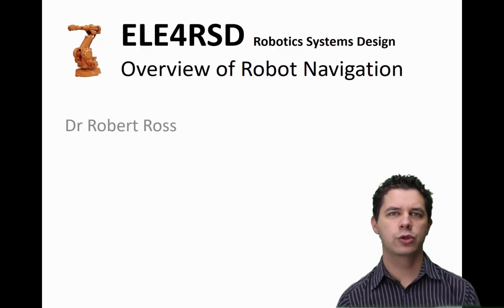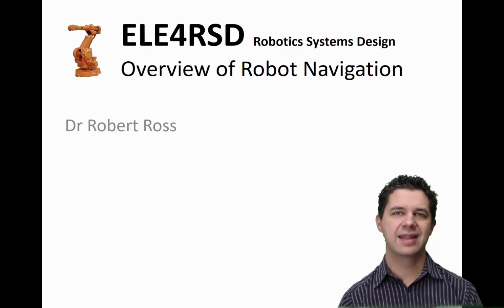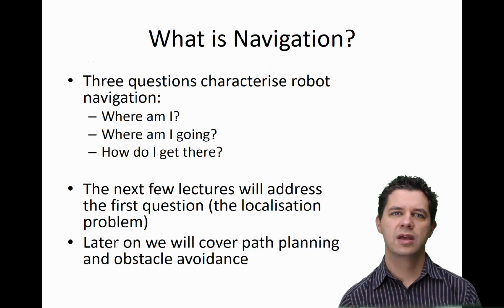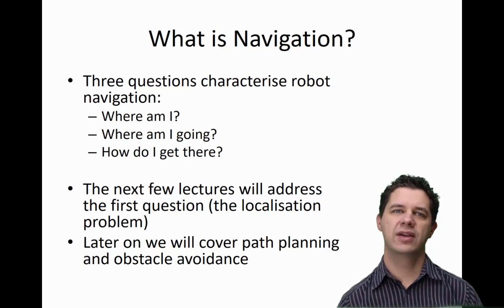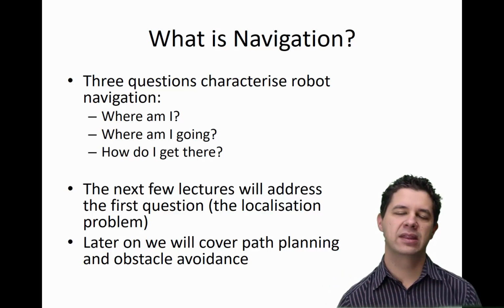In this video we're going to go through an overview of robot navigation. So what is it and how do we actually do it? Starting off, we can ask three questions which characterize robot navigation, and they are: where am I, where am I going, and how do I get there?